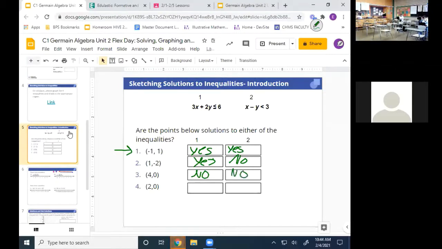Good. And Gabe confirmed. Last one here, 2, 0. For number 1, it was a solution. What do we think about for number 2? Yes, very good.